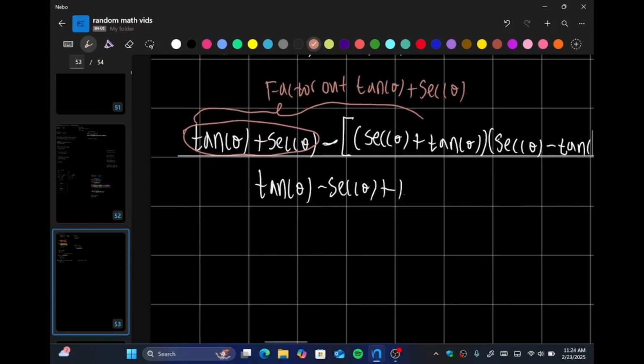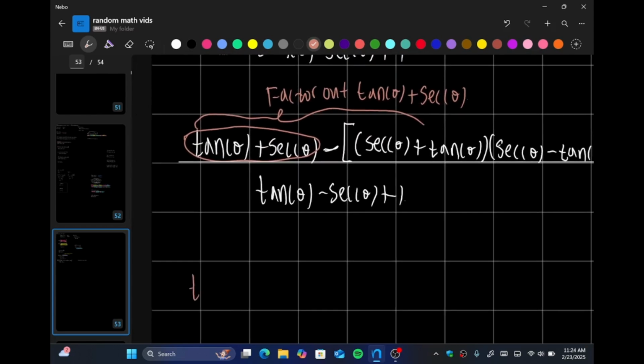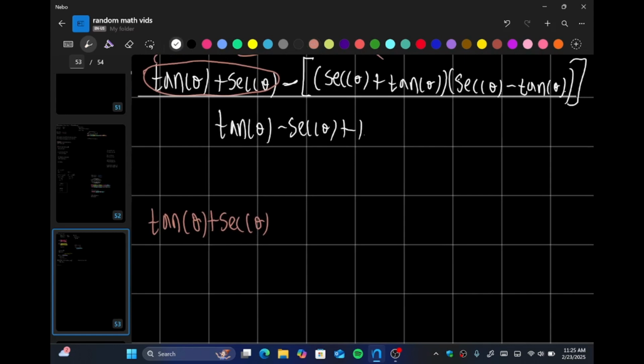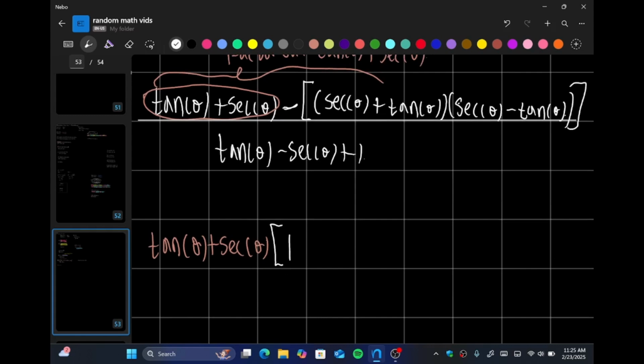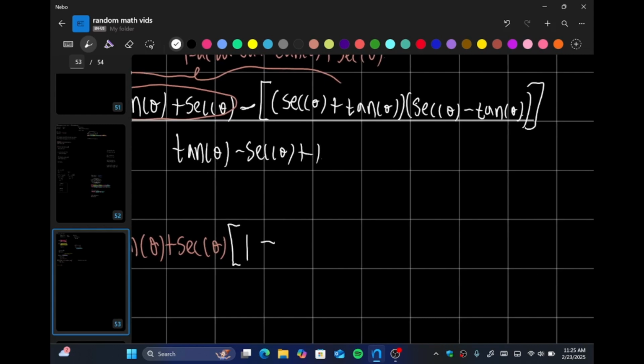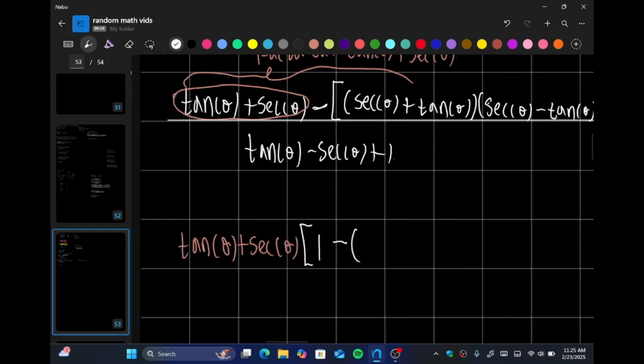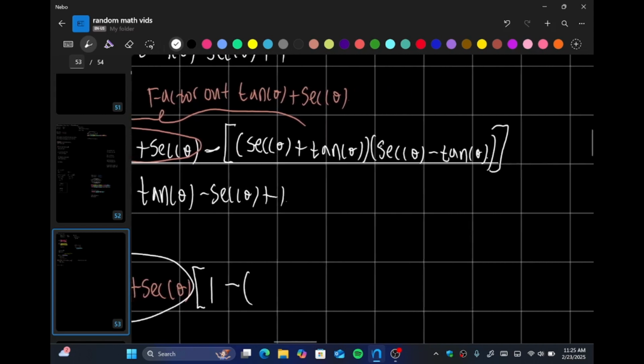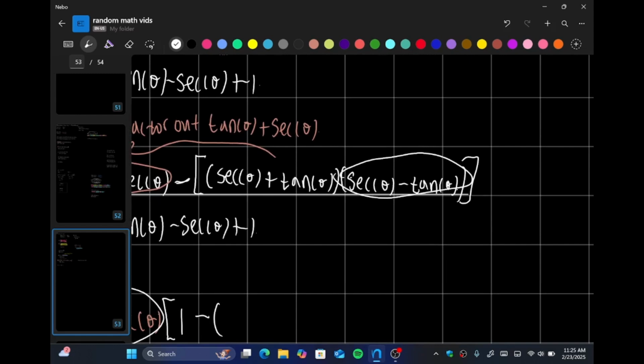So I'll do it that way. So it's going to go tan theta plus secant theta. You write this better. Times the quantity, and it's going to go 1 minus, and we're going to put parentheses because, again, guys, you're literally multiplying this stuff to this stuff here, so you want to keep that in parentheses.